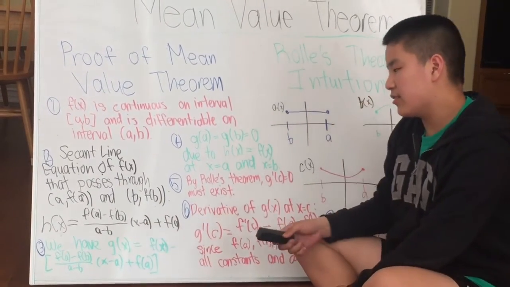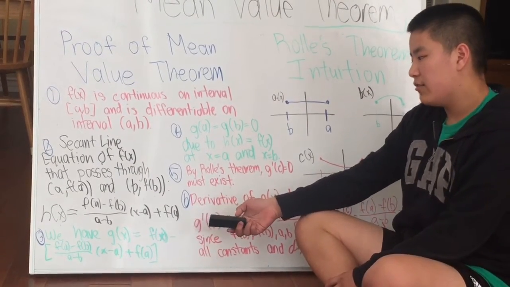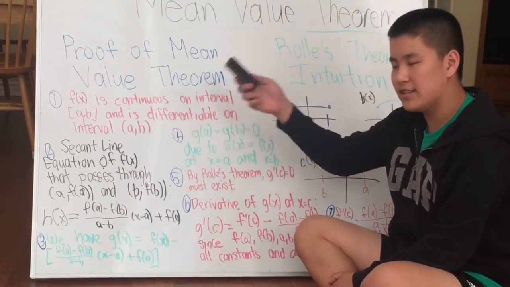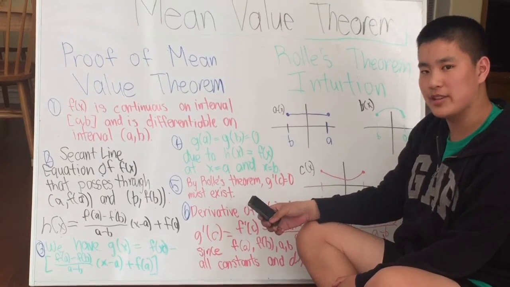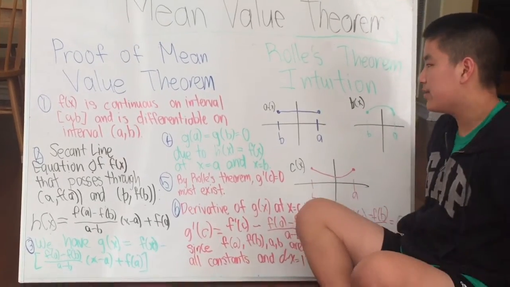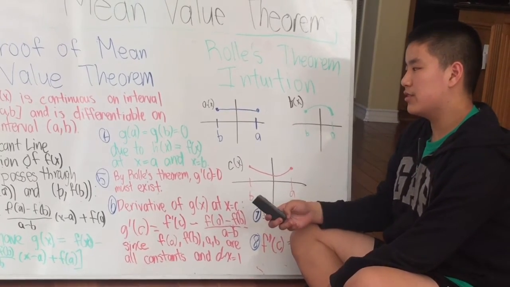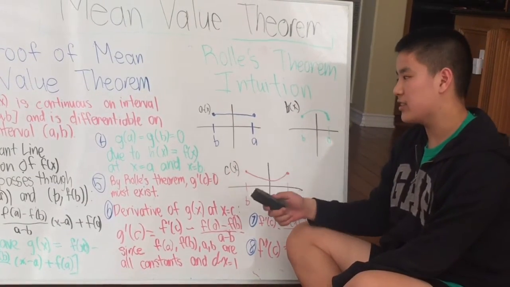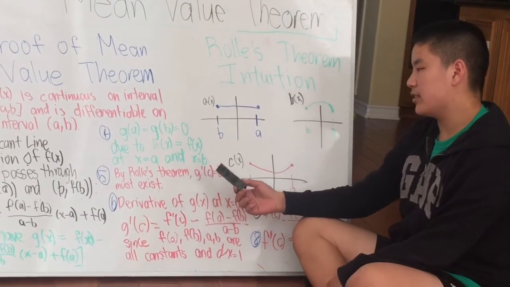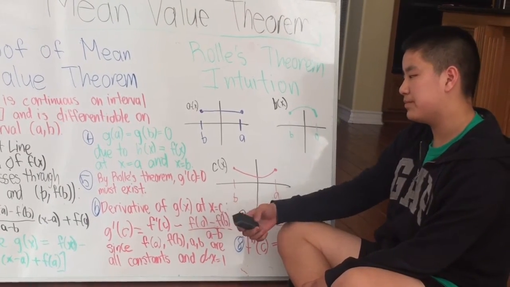We have g of x equals f of x minus the secant line equation, or h of x. We know g of x is continuous and differentiable since f of x is stated to be continuous and differentiable on the appropriate interval, and secant line equations are always differentiable and continuous. So we know that g of a equals g of b, which equals 0, due to h of x equaling f of x at x equals a and x equals b. From Rolle's theorem, we know that g prime of c equals 0 must exist on the interval a to b.